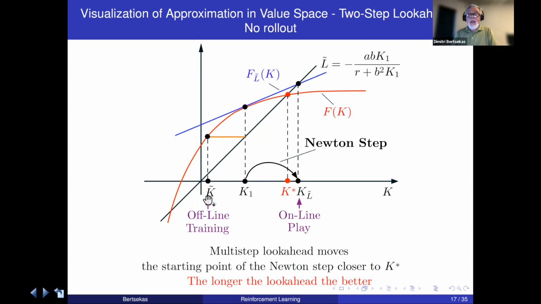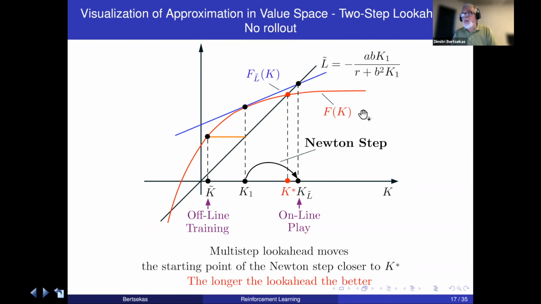So with two-step look ahead and no rollout, start here, do one value iteration, a Newton step, and that's what you get as the online policy, the one-step look ahead policy. So multi-step look ahead moves the starting point of the Newton step close to k star, and the longer the look ahead, the better. This general rule holds for multi-dimensional problems and so on. Of course, extra look ahead costs time and computational resources. Now, this involves no rollout.